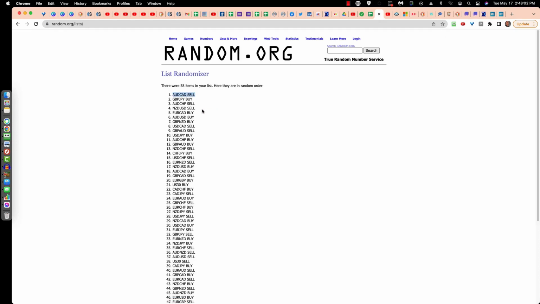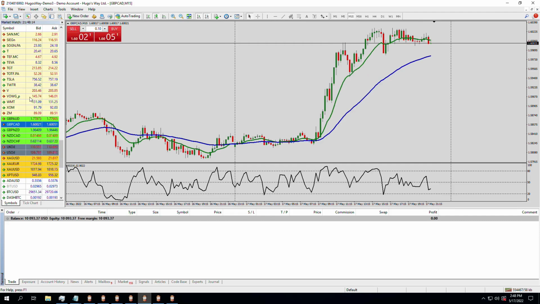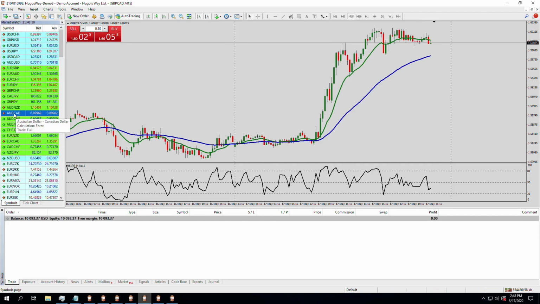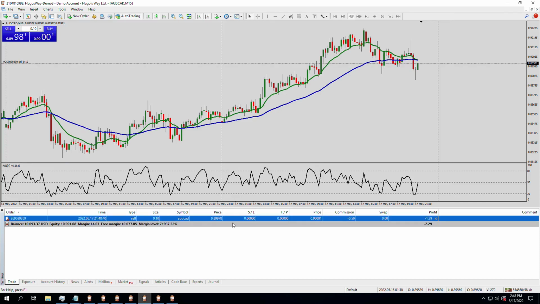AUDCAD sell. Here we are. Let's go back to the trade terminal. Let's open up AUDCAD and let's sell. Here it is, AUDCAD. Let's drag it to the chart. Get rid of the terminal. We are in AUDCAD. We said sell. We're going to go ahead and hit sell. We are in a trade.